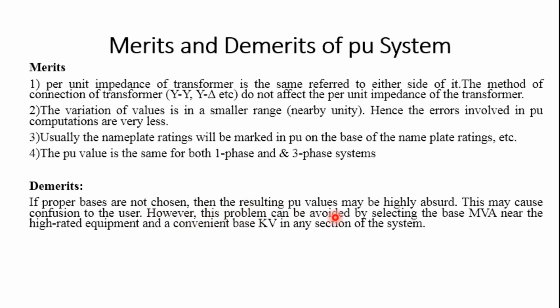This problem can be avoided by selecting the base MVA near the high rated equipment. Generally, especially in the selection of the circuit breaker, this is what happens: select the base MVA which is near the high rated equipment. In the network, we generally see which has the highest MVA rating, and this is considered to avoid conflict while solving the numericals. So these are the merits and demerits of the per unit system.